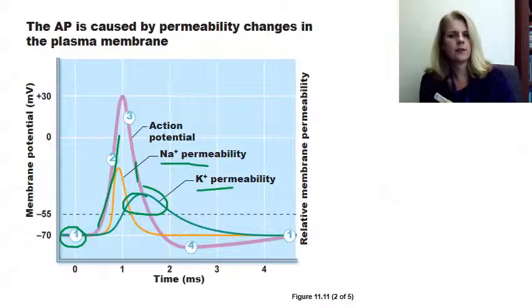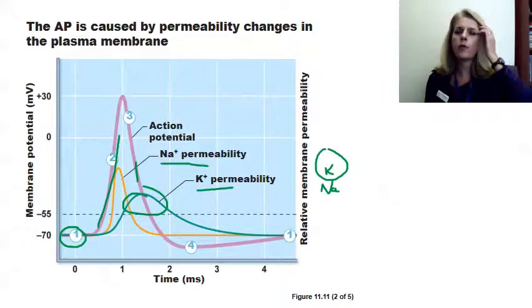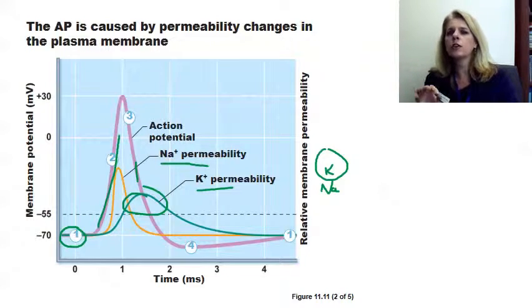So if you're thinking about a cell, and there's more sodium on the outside and more potassium on the inside, if you increase the permeability, think about which way these ions are going to flow. Will sodium go in or will sodium go out? Got it? No? Let's move on.